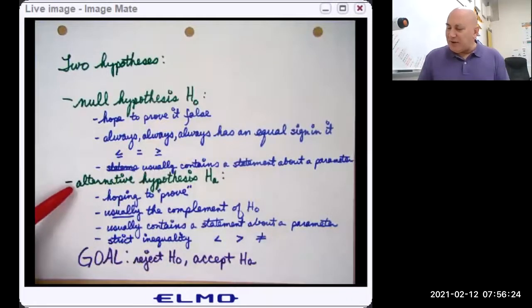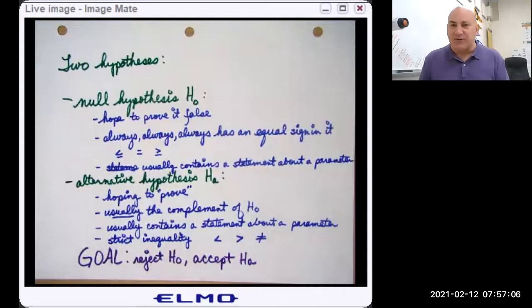The alternative hypothesis is what we're hoping to prove. And notice I put prove in quote marks. We never really prove. We just collect more and more evidence in support of the alternative hypothesis. And the alternative is usually the complement to the null. So if the null hypothesis is mu is less than or equal to 50, then the alternative would be mu is greater than 50. And again, talking about a parameter mu, it's got to be a strict inequality, one of these three signs in the alternative hypothesis.